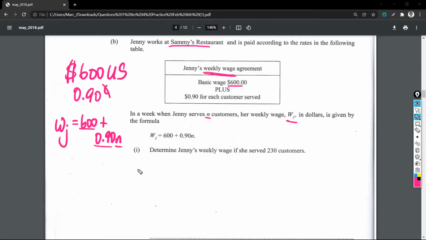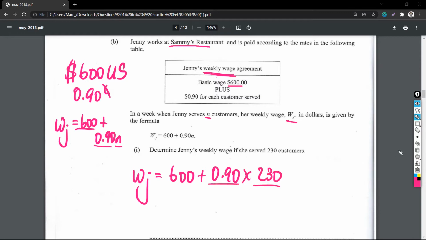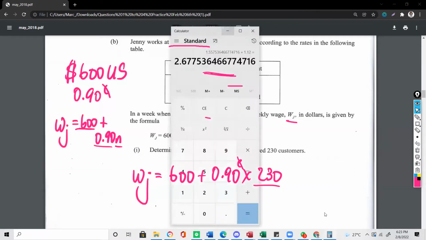Let's write it down here. So her wage, guys, would be 600, which is our base for the week, plus 0.90 multiplied by 230 customers, because she served 230 people, so she gets 90 cents for each customer, right? So this is still easy to solve. This is kind of easy peasy lemon squeezy.